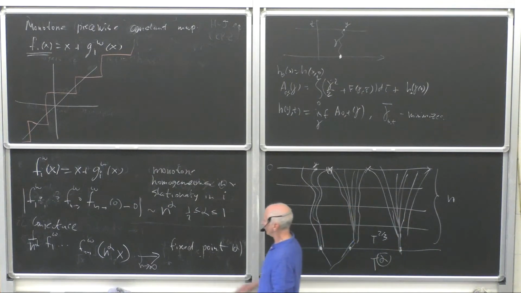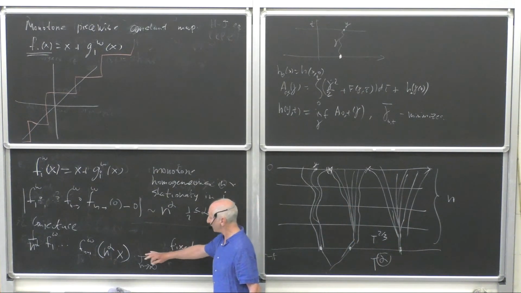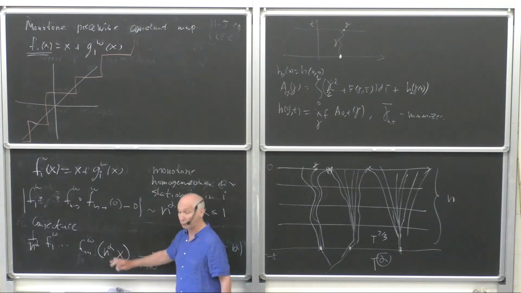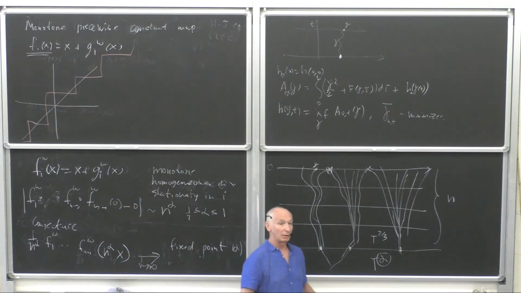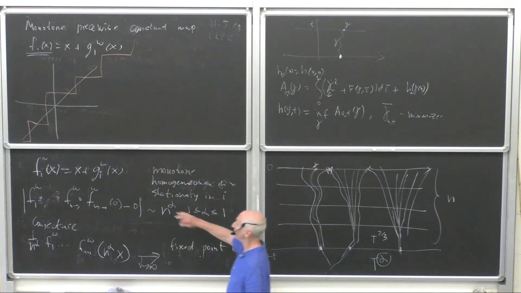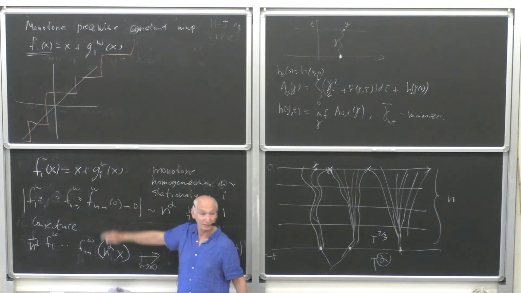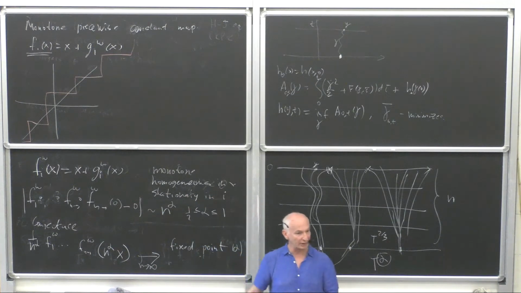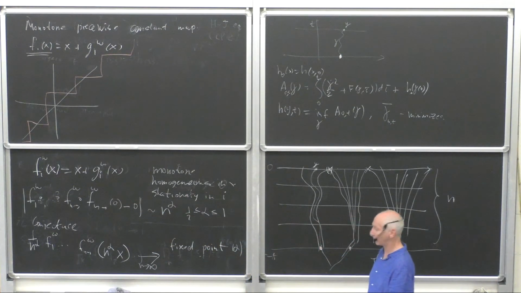So we can prove this statement when alpha is equal to 1/2. Alpha equal to 1/2 corresponds to a situation where these maps are independent for different i's. And then we can prove that it converges to a fixed point, and this fixed point can be described.